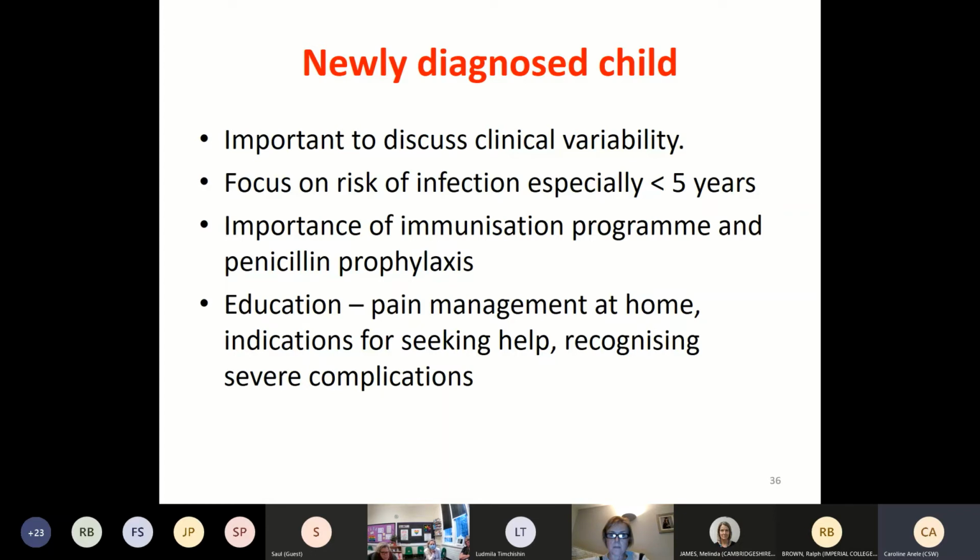We encourage the parents to update their immunizations, and also not just the basic immunizations, they do have extra immunizations that help to prevent them from infections, especially those against meningitis and pneumonia. And as we said before, we have penicillin prophylaxis. We also educate the parents on how to manage them at home for pain and indications for seeking help and recognizing severe complications.